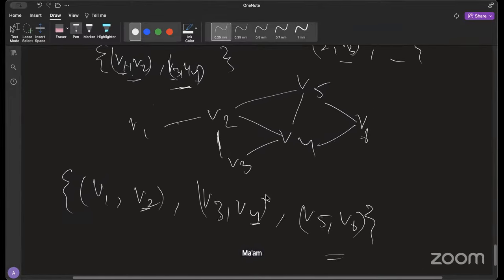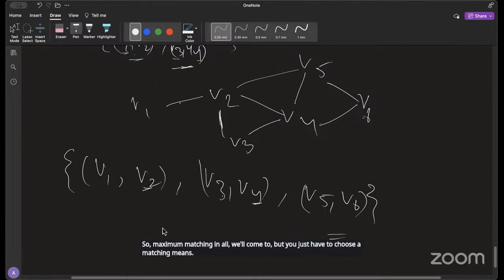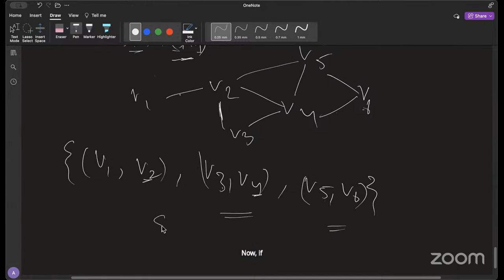Ma'am, in this also we have to choose maximum matching? No, maximum matching and all will come later, but you just have to choose a matching. If this is a matching, this one's also a matching. Obviously, if you remove this element, then it's also a matching. And this is a very particular example. You can even change this.